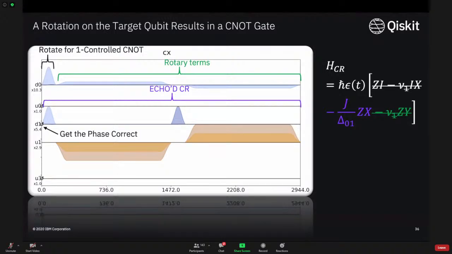Not that I can see. Okay, there are no questions in the chat box.